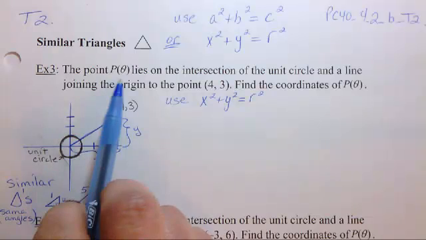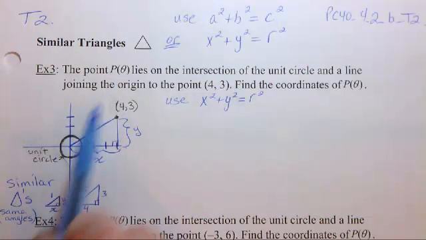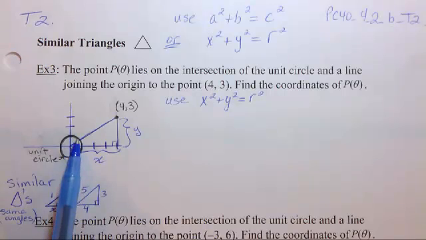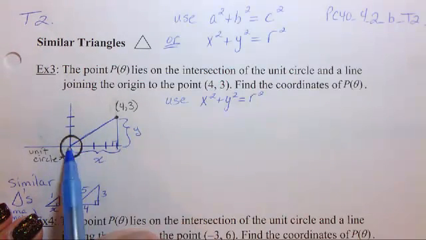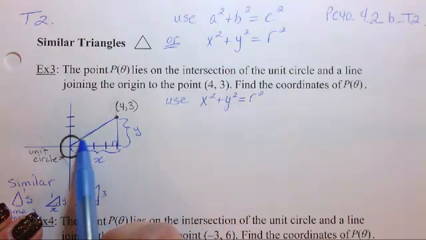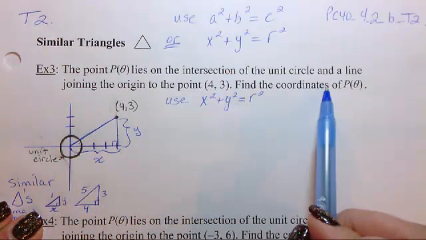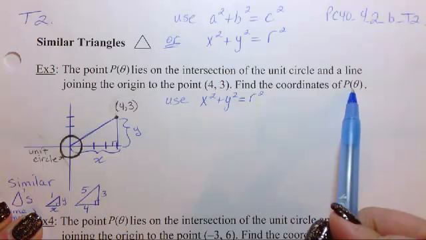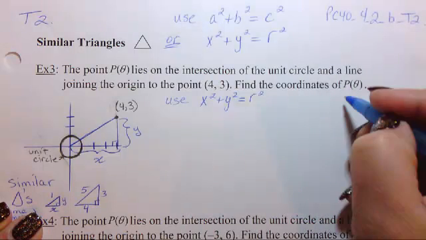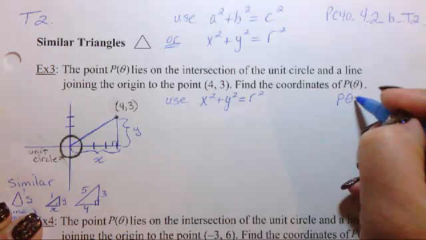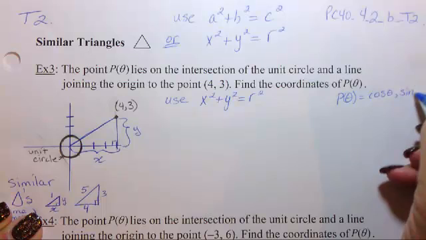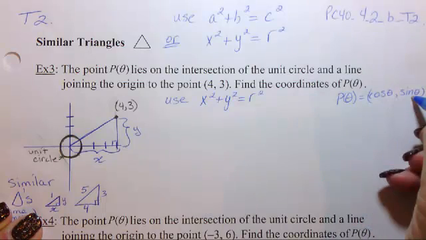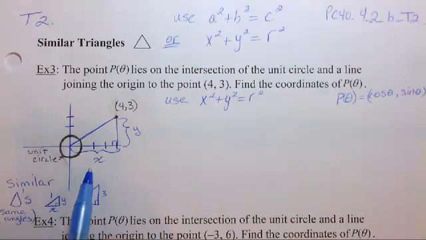Now, in this question, it says the point P lies on the intersection of the unit circle. So this is the unit circle, where the radius is 1. And our line joining the origin to the point (4, 3) is this one right here. Now we're going to try to find the coordinates of P of theta. In order to do that, we're going to use this fact here: P theta is equal to cos theta and sine theta, and that's your x and y coordinates.